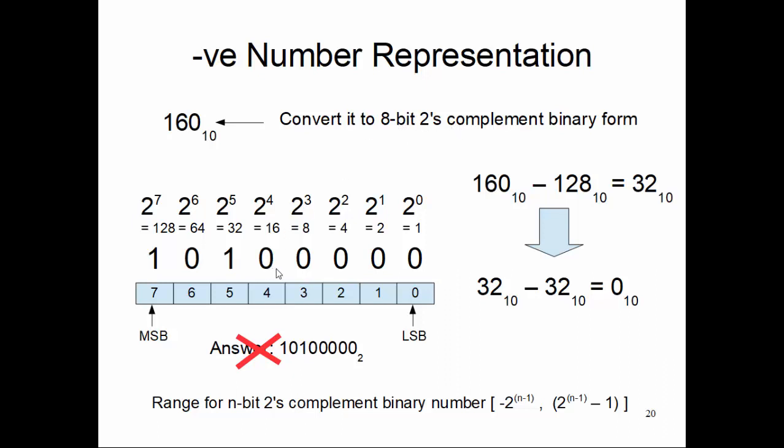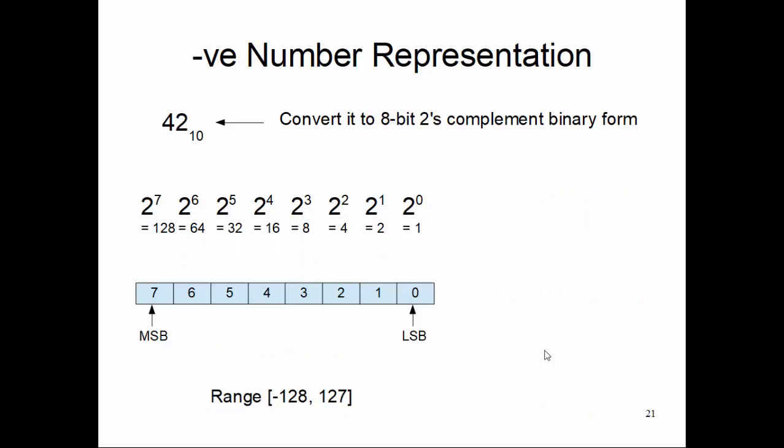I cannot convert it. It is not possible to represent 160 with 8-bit 2's complement binary form, which represents both negative and positive. If we are talking about an unsigned representation, yes, of course, we can do it, because in that case my range is from 0 to 255, and this value falls well within those two numbers. Now the question becomes, how do I do, for example, 42, a positive number?